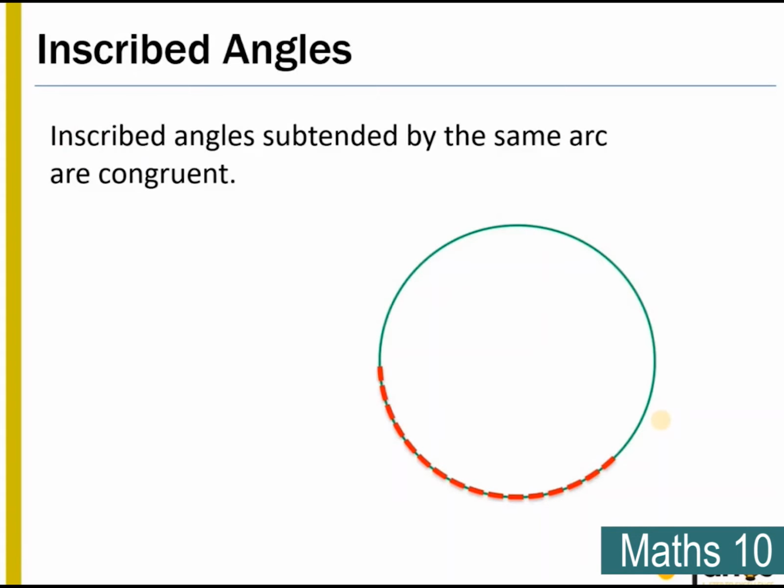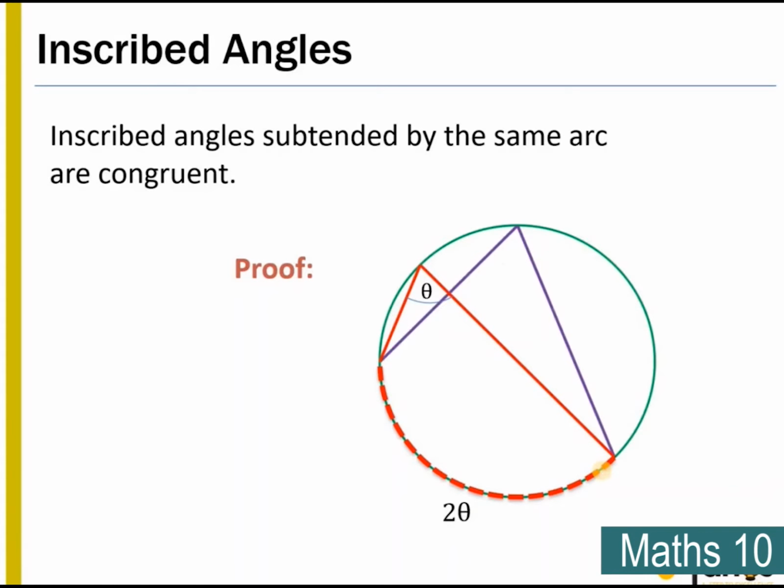Inscribed angles subtended by the same arc are congruent. So here's an arc here, and we're going to prove that all the angles subtended by this arc are the same size. Here's the proof. Draw in an angle subtended by this arc. We know that the measure of the angle is half the measure of the arc. So if we call the angle theta, then the measure of the arc is 2 theta.